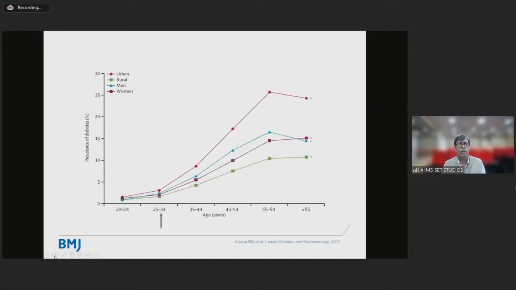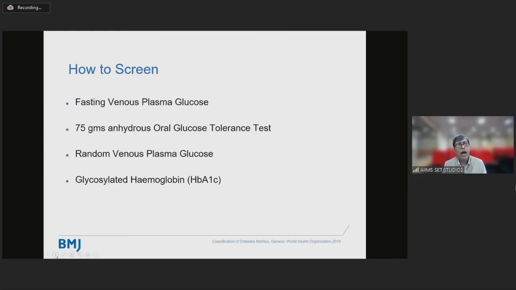And the reason why 30 is a good number is, if you look at the data from the ICMR INDIAB study, and you're looking at the prevalence of diabetes, without concentrating on whether it's men or women or urban or rural, you'll see the inflection point at which suddenly the number of people with diabetes starts to rise is somewhere between 25 and 35. So 30 is a good number for universal screening.